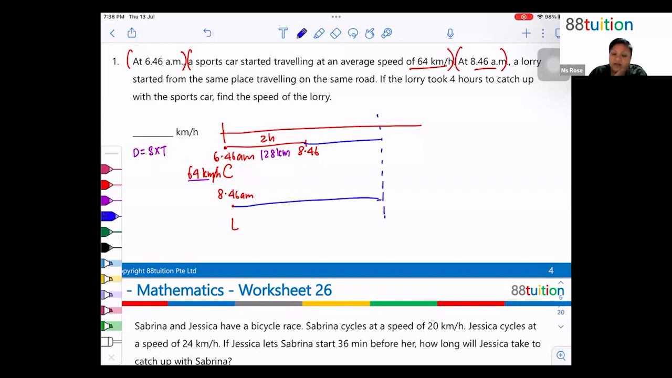if the lorry took 4 hours to catch up, at some point they would have met or they would have caught up. Not the ketchup tomato, they would have caught up. Now, find the speed of the lorry. So that means by the time they caught up, it is in 4 hours time. Can you see this? At this point where they met, what is common?